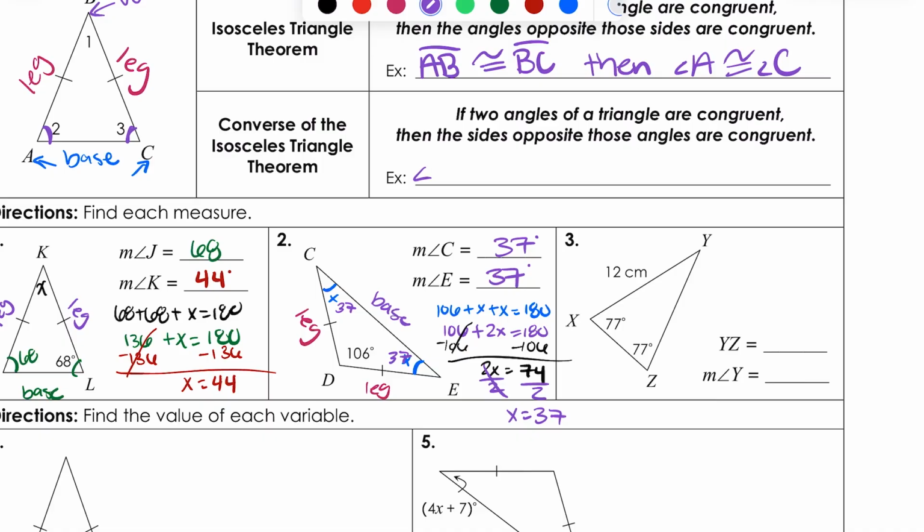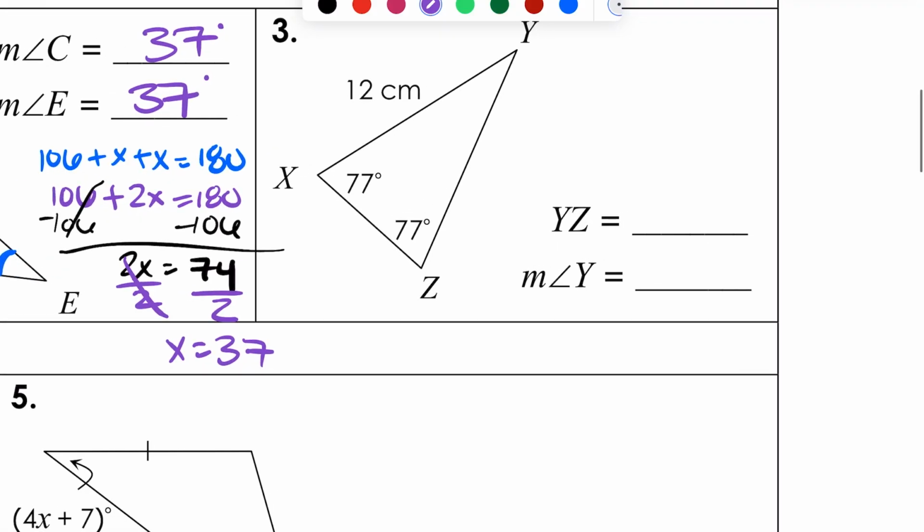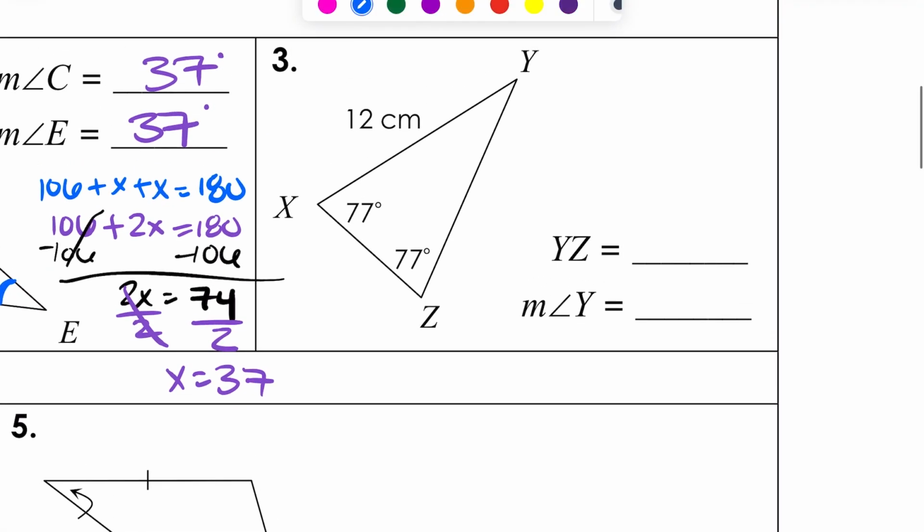So this is when they tell you that two angles are congruent. And because you know that two angles are congruent, you know the two opposite sides are congruent. So AB will be congruent to BC. So in this case, because these two angles are congruent, this is a base, right? Because remember, the base angles are congruent, which make these legs, and the legs are always congruent to each other. So YZ is 12.